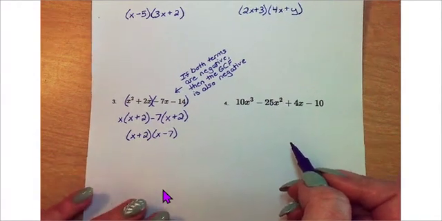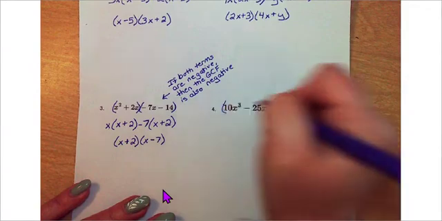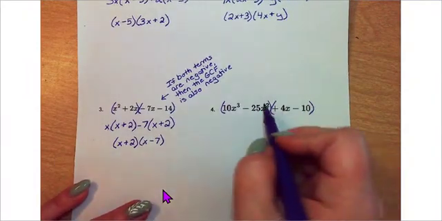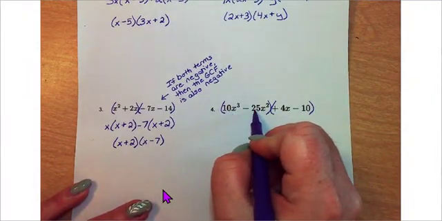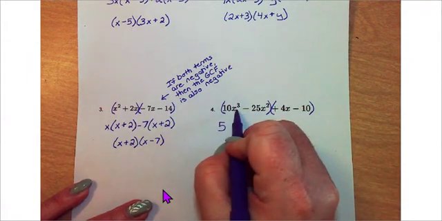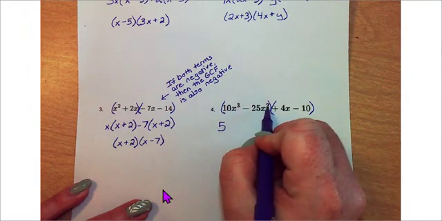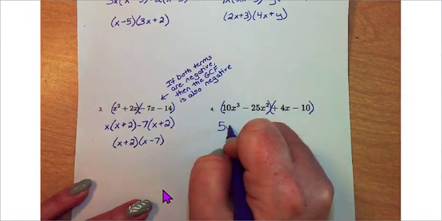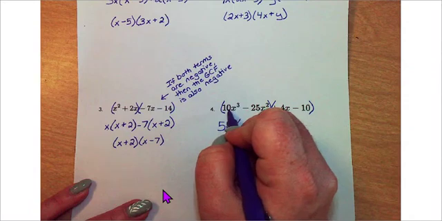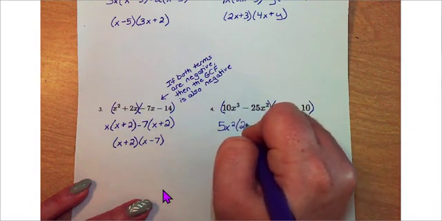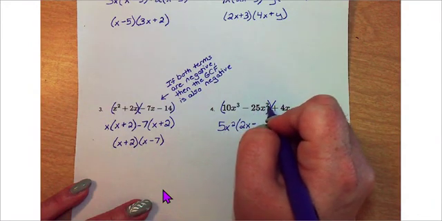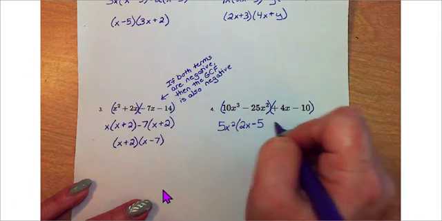All right, time for a challenge. Let's look at this one. If I look at this first one, at my coefficients, the greatest common factor for those is 5. Look at your variables, x to the third and x squared. This one's the smallest, which means I can factor it out of both of them. So 5x squared factored out of 10x cubed is going to be 2x. 5x squared factored out of 25x squared is going to be 5.